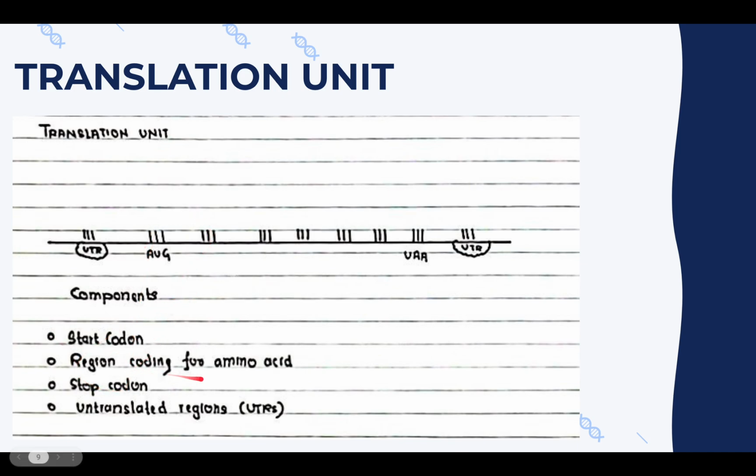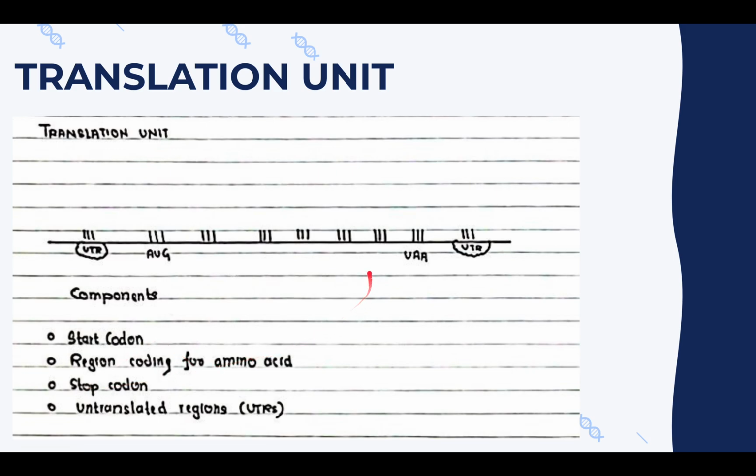After that, we have the region coding for the amino acid. This whole region is what we generally refer to as the region coding for amino acid. This is the initiator region. You can understand this is the terminating region, this UAA sequence, and this little one flying by these two is the region coding for the amino acid.